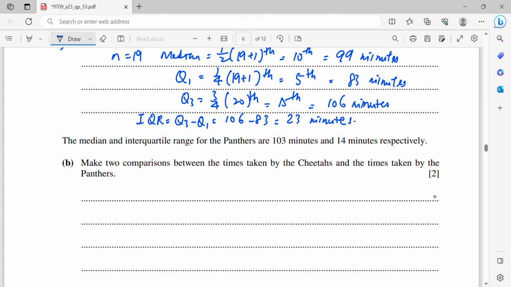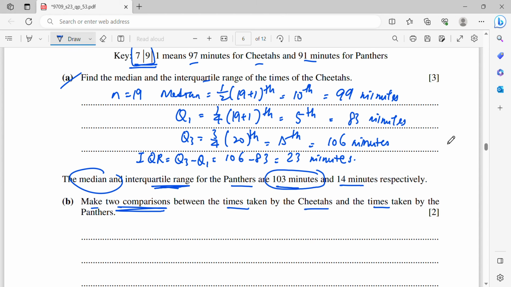Now, the median and interquartile range for panthers are 103 minutes and 14 minutes respectively. Make 2 comparisons between the times taken by cheetahs and the times taken by panthers. Okay, so from here, since you are given the median, we will compare the medians and also compare the interquartile range. Now your median for the cheetah is 99. Look at here, 99. This is a median. This is 103. That means the median for panthers is bigger.